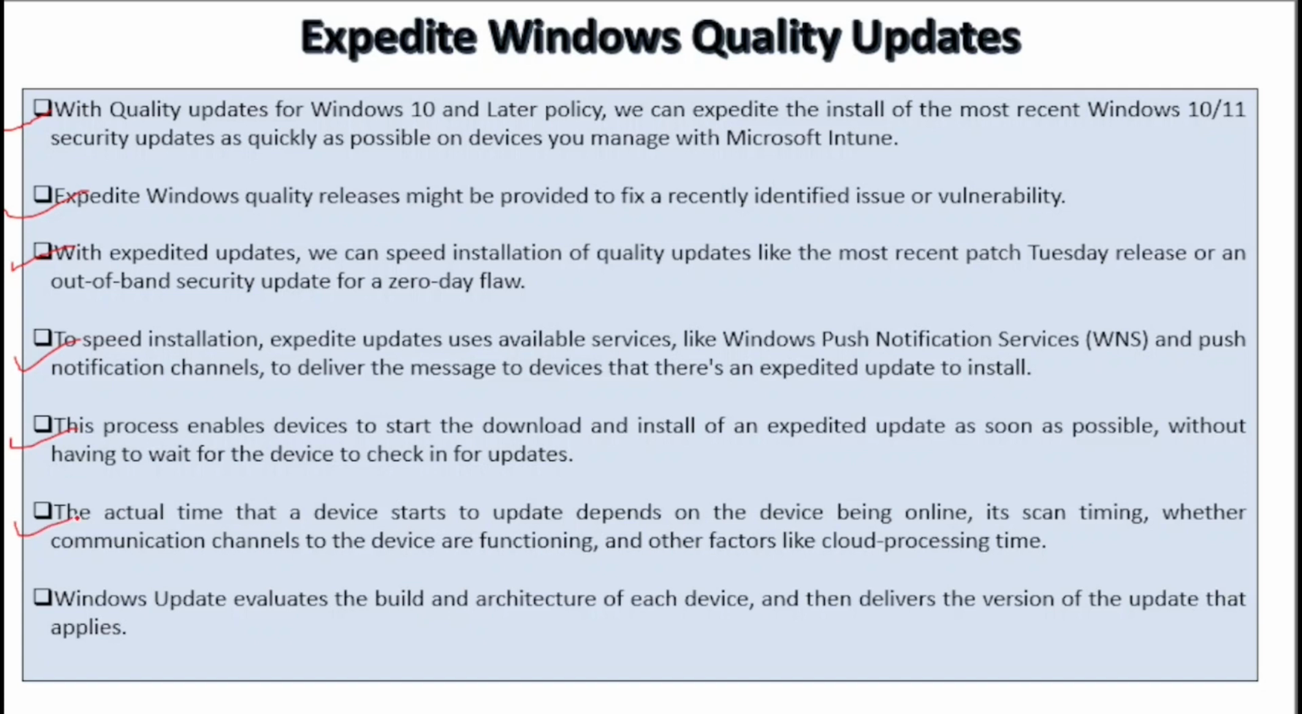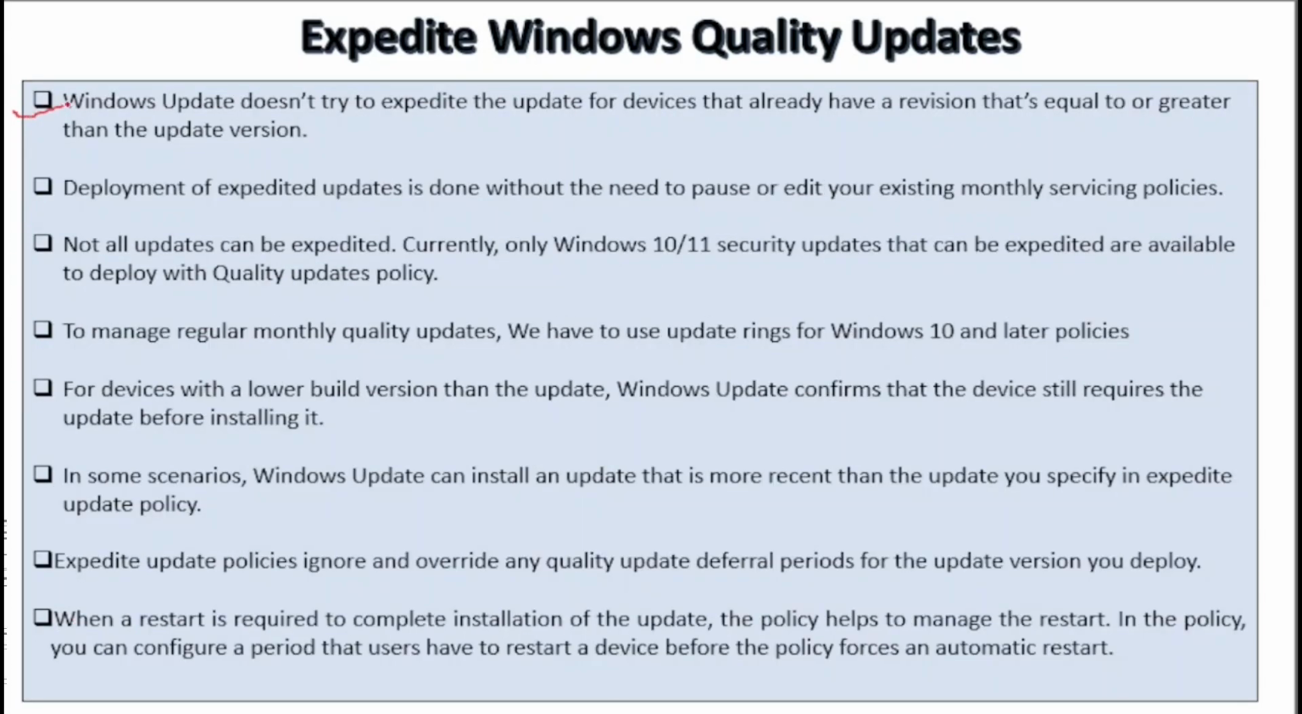The actual time that a device starts to update depends on the device being online, its scan timing, whether communication channels to the device are functioning, and other factors like cloud processing time. Windows Update evaluates the build and architecture of each device and then delivers the version of the update that is applied. Windows Update does not try to expedite the update for devices that already have a revision that is equal to or greater than the update version. Deployment of expedited update is done without the need to pause or edit your existing monthly servicing policies.